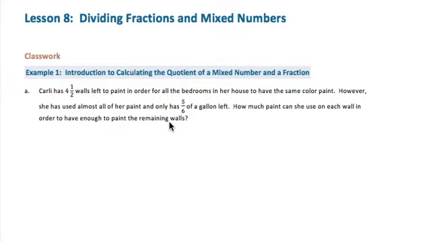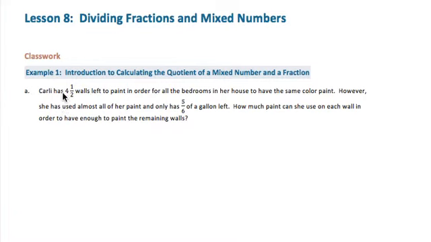There are several clues that tell us what number we need to start with. The first one is they tell us that she has used almost all of her paint and only has 5/6 of a gallon left. Knowing something about painting should tell us that the amount of paint we have is what we're starting with and the thing that has to be divided. We certainly would not divide walls by paint, because that doesn't make any sense.